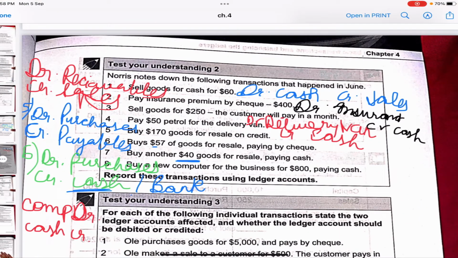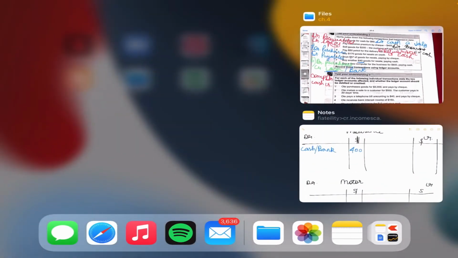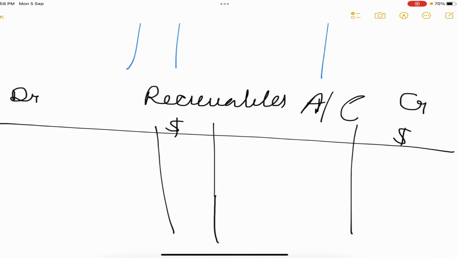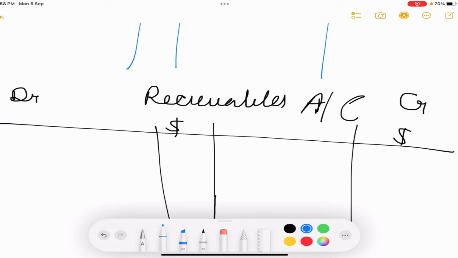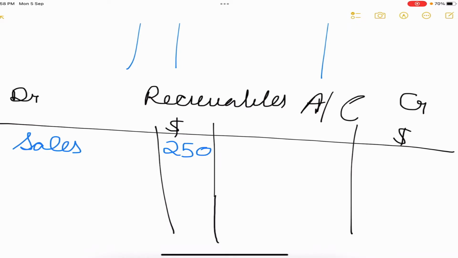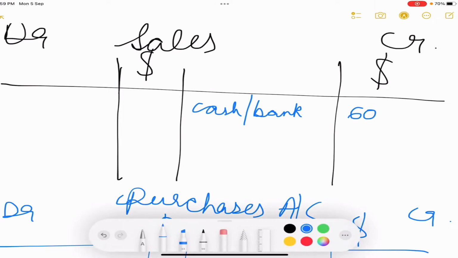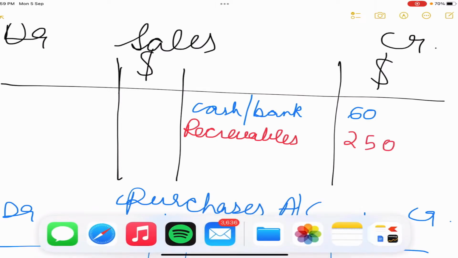Now let's see the next one. Sells goods for 250, the customer will pay in a month. So what was our journal entry? The journal entry was receivables to sales. So the receivables account is debited to sales. How much was the amount? It was $250. And now we have to credit the sales account. Sales account credit to what? We're not getting the cash, here we're getting receivables. So we'll write receivables, and how much was the amount in the question? 250. Now let's move on to the next one.